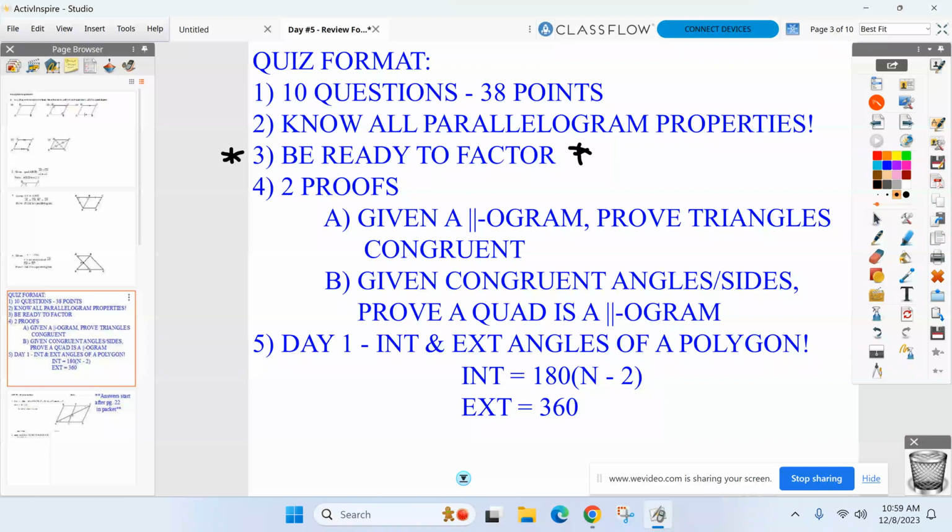There's going to be 2 proofs. One proof given a parallelogram. The other proof is prove a parallelogram, just like we've done the last 2 days. Nothing different. Prove and given.